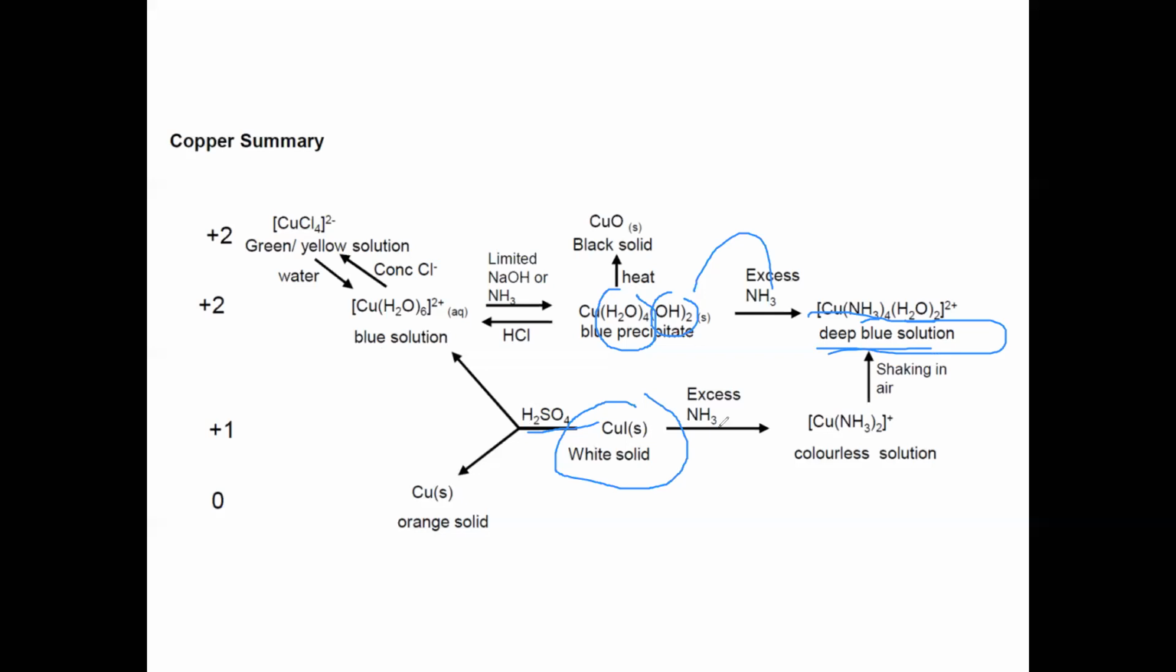If we add an excess of aqueous ammonia, then it will form a complex with ammonia and again form a colorless solution. Why? Because in copper 1, the d orbital is complete. So this is the summary of the reactions of copper. Is it clear?